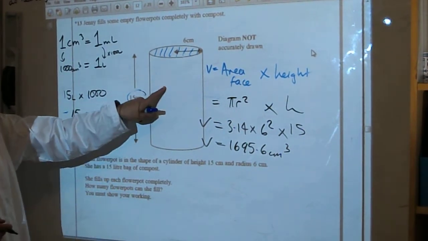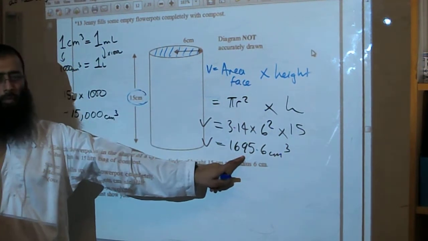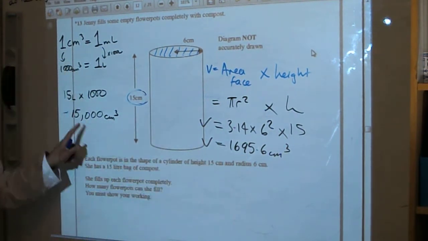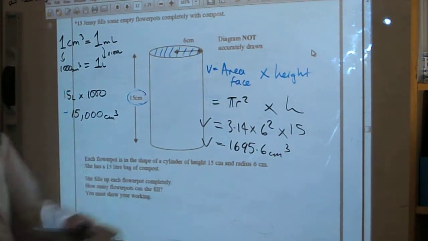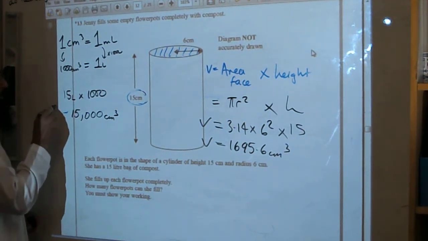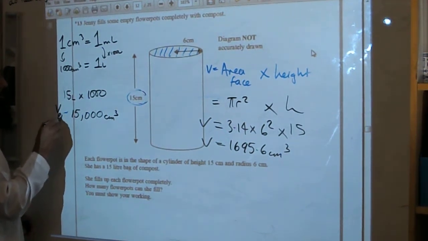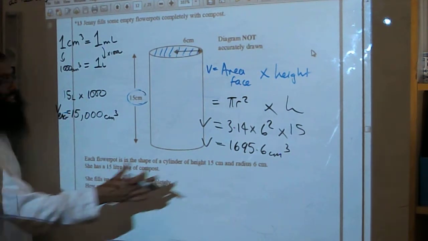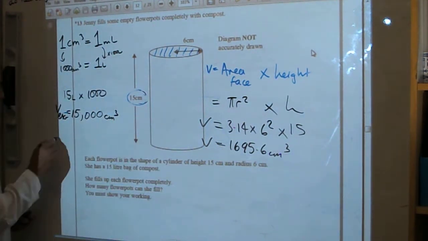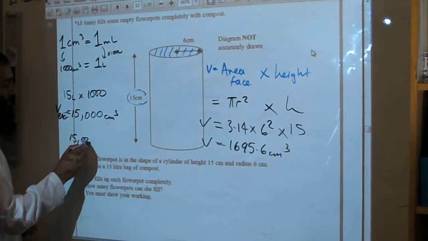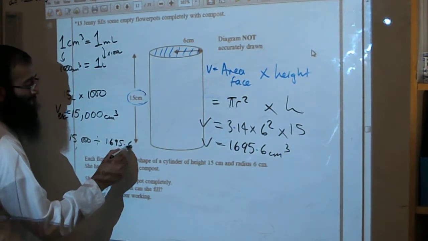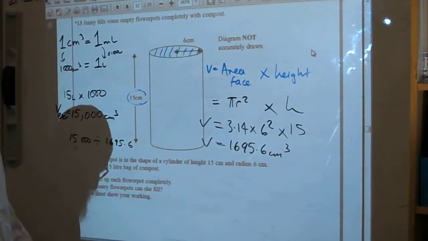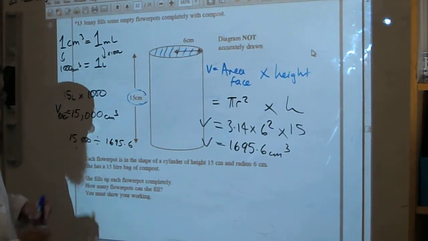Now we know that one of these pots has that much volume, and we know the big bag that she's bought has that much volume. What do we do with these two numbers? We divide. We want to see how many of these fit into the volume of the compost bag. So we now do 15,000 divided by 1695.6. 15,000 divided by the answer. Okay, and what do we get?